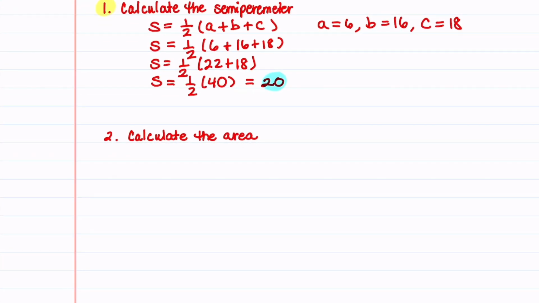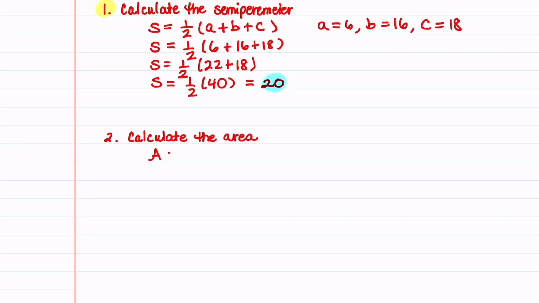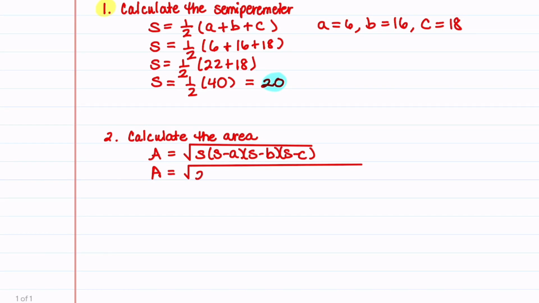Our second step is to calculate the area. Our area is equal to the square root of S times S minus A times S minus B times S minus C. A is then equal to the square root of S, which is 20, times S minus A, which is 20 minus 6, and then we have 20 minus 16, and then lastly we have 20 minus 18.